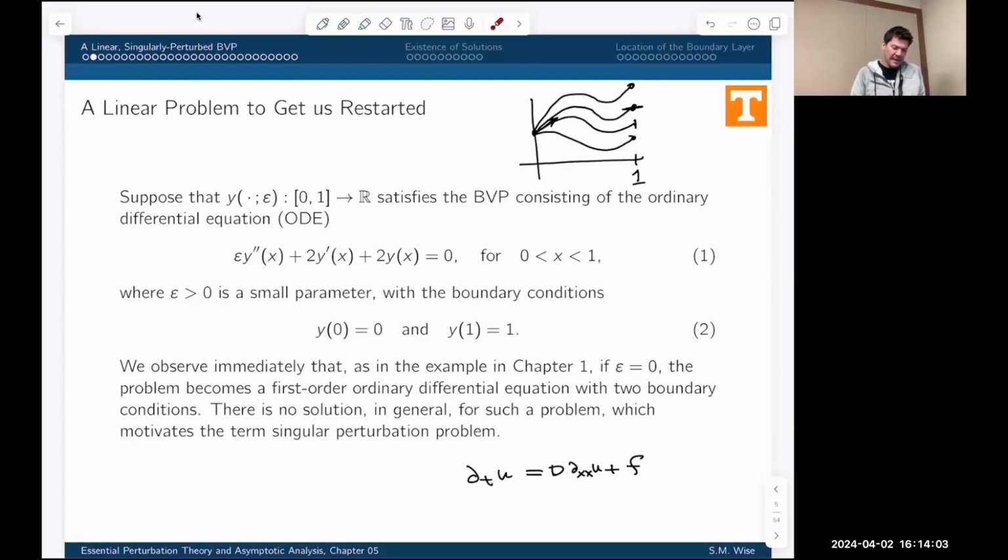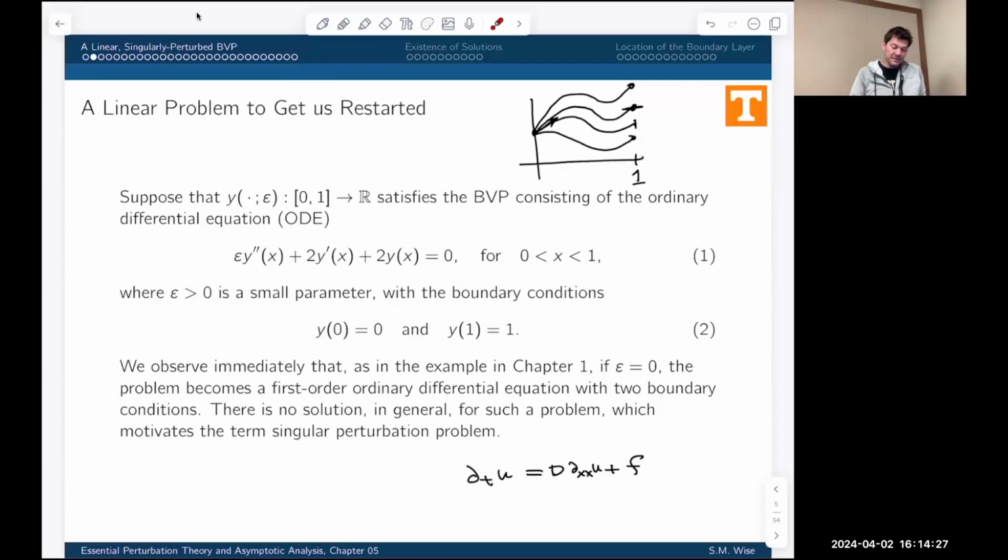In this case, I have a linear constant coefficient boundary value problem, but epsilon is a small parameter that's going to 0, essentially. So we're losing this higher order term. And it's singular. We call it singular because we're losing the highest order derivative. And it's called regular if we lose a lower order derivative.